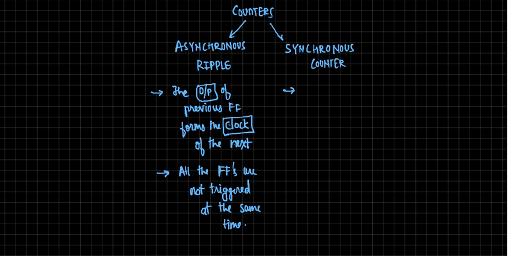That is not the case with the asynchronous. Asynchronous depends on a ripple. That means the first flip-flop gets triggered, then the next flip-flop gets triggered depending on the output of the first, and so on. So such an arrangement is called asynchronous.